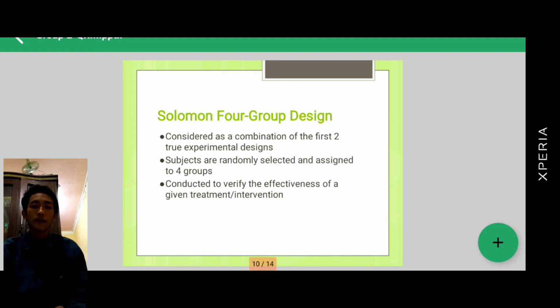And then, the Solomon four group design. First, it is considered a combination of the first two true experimental designs. Second, subjects are randomly selected and assigned to four groups. And the last, it is conducted to verify the effectiveness of a given treatment or intervention.